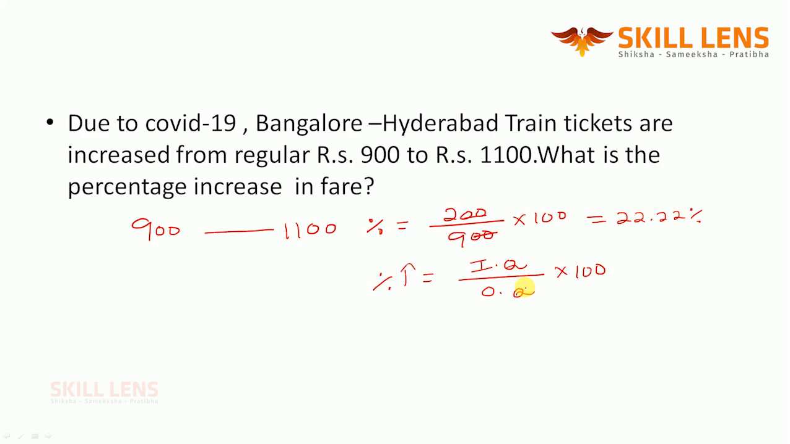Do you really write all these things? No. The moment you saw this question, the difference is 200, and I'm comparing with my original value, 900. So 2 by 900, you know, 2 by 9. 1 by 9 is 11.11, then 2 by 9 is multiples of 11, so that will give you 22.22%. This is how you have to answer orally. No need to write all these things on your paper. So let's see the formula: percentage increase is increased quantity divided by original quantity into 100.